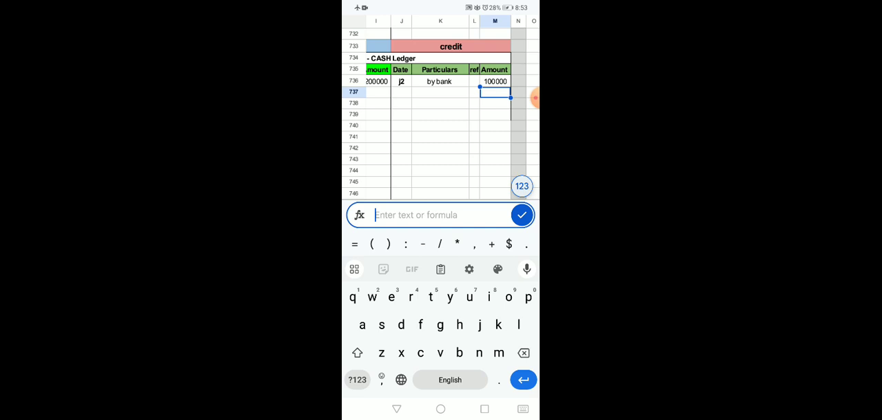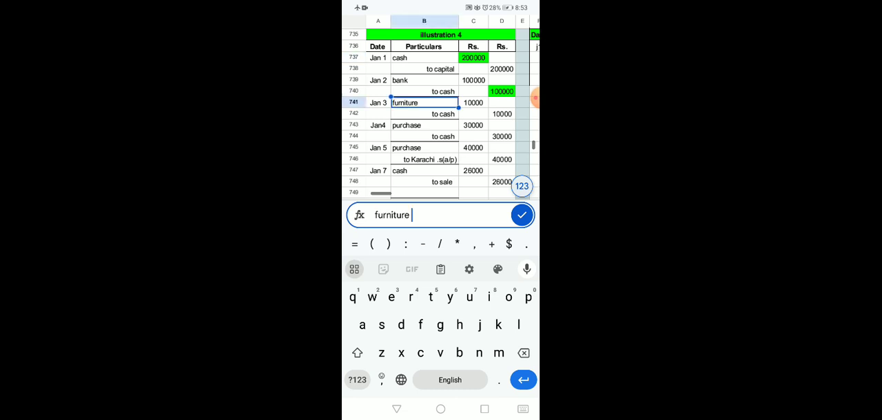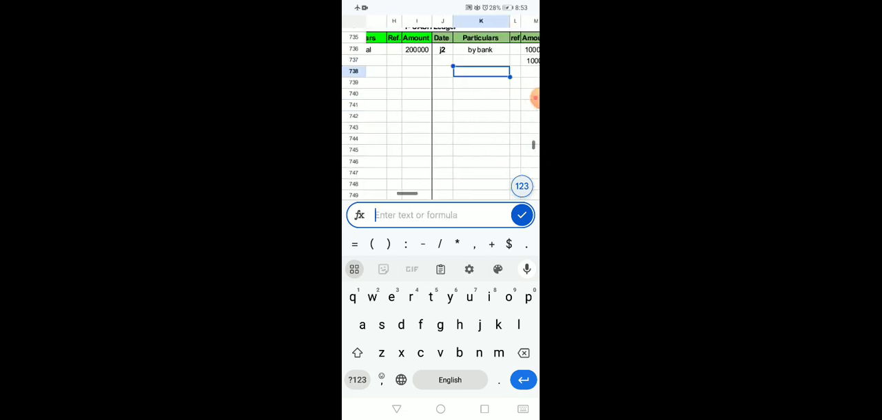Now let's see what the third entry is saying. We have cash over here which is credited by 10,000. We will go to the credit side and write 10,000. All right, and now we will see its reference for 10,000. Reference is furniture. You will write furniture with an additional word of buy.